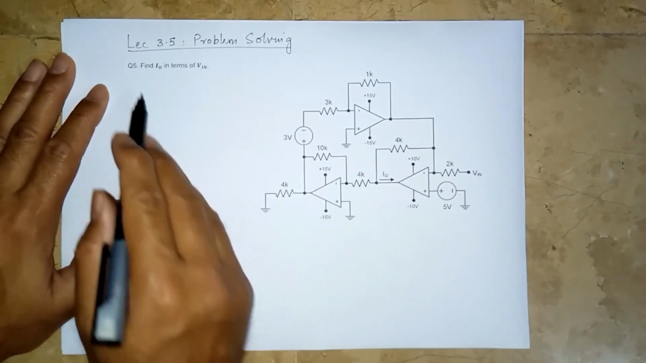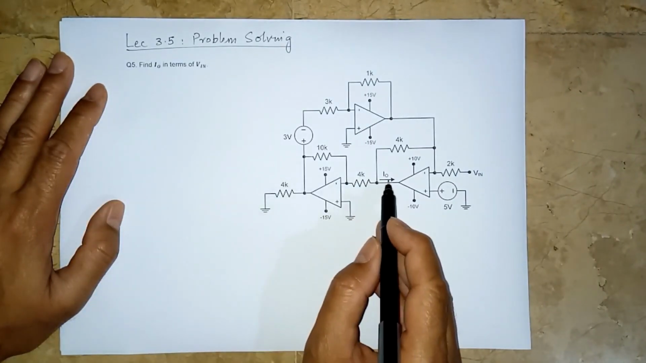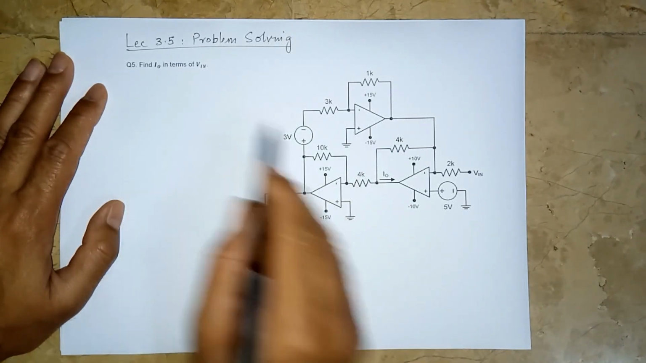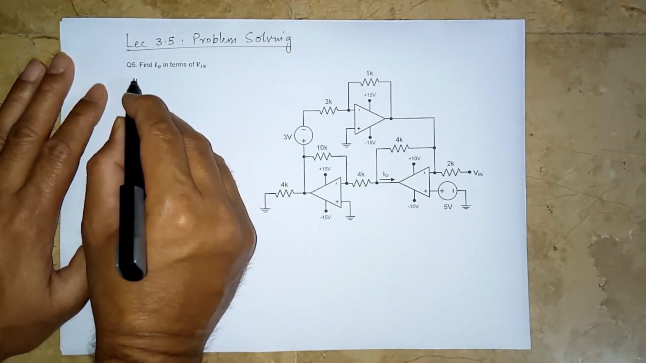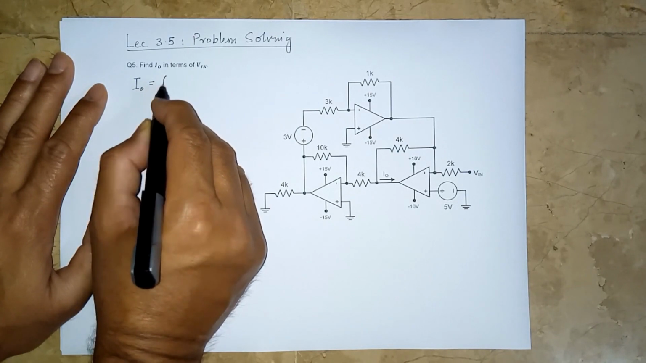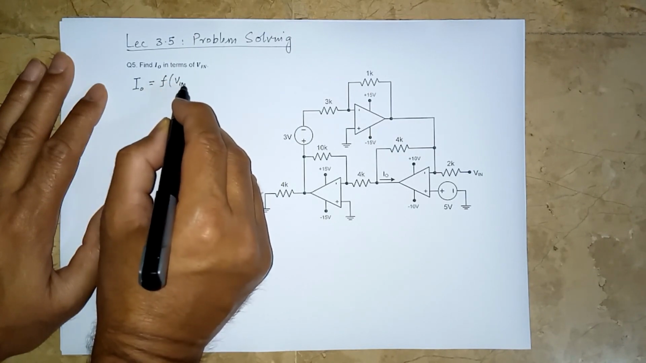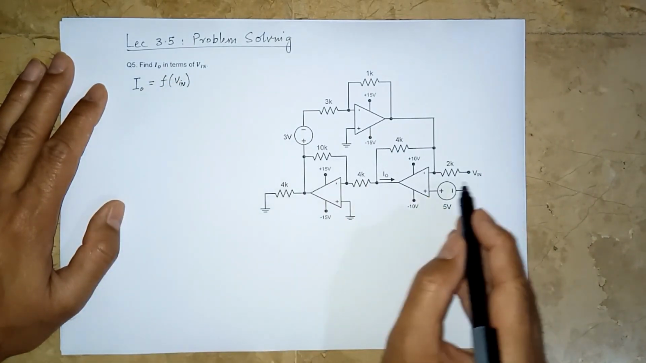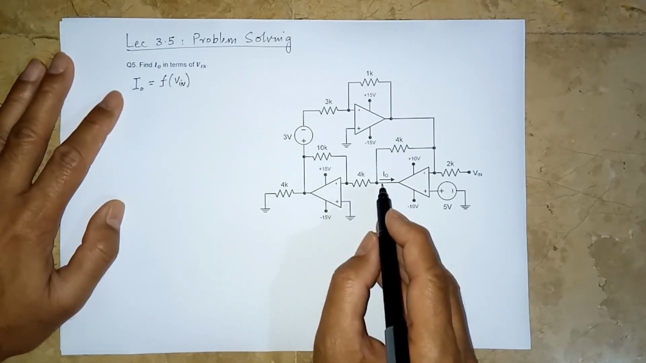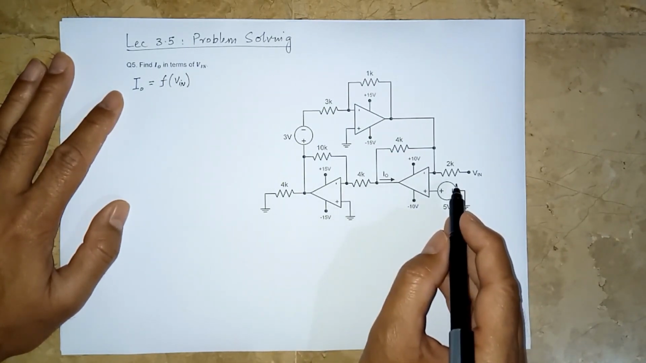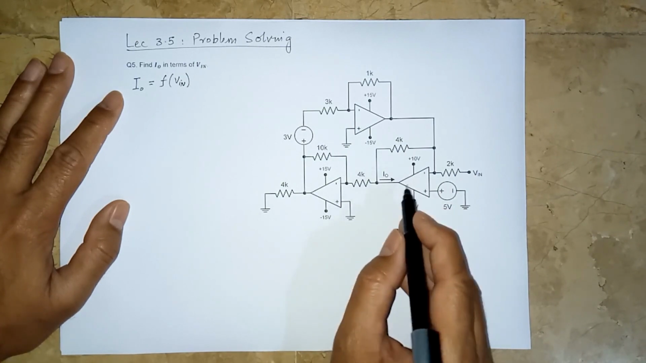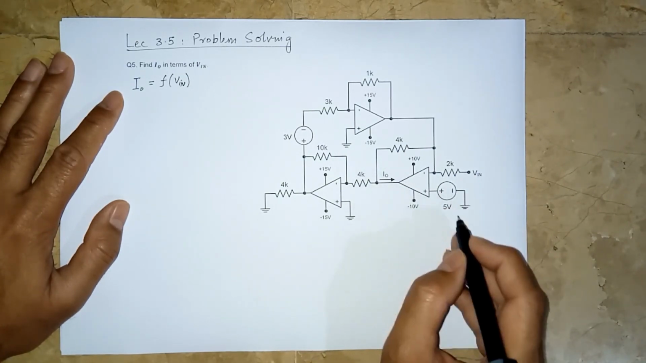However, the question says find IO in terms of V in. So we need to find an expression for IO in terms of V in. We don't know what is V in, but we want to find whether IO depends on V in or not. If it does, how does it depend upon it? So let us start from the knowns.